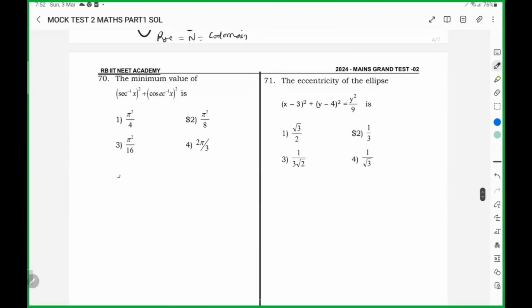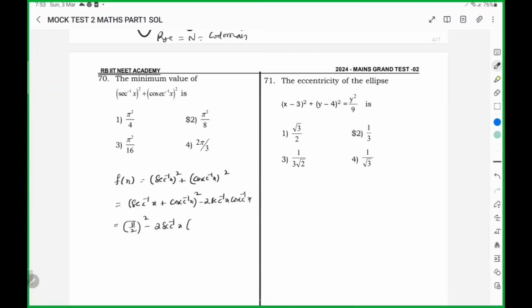Here f(x) is (secant inverse x plus cosecant inverse x) whole squared, which is (secant inverse x plus cosecant inverse x) whole square minus, as we know the standard relation, secant inverse x plus cosecant inverse x is pi by 2, so pi by 2 minus secant inverse x.